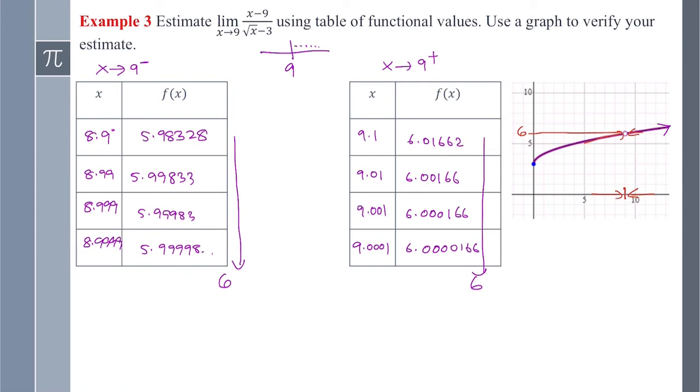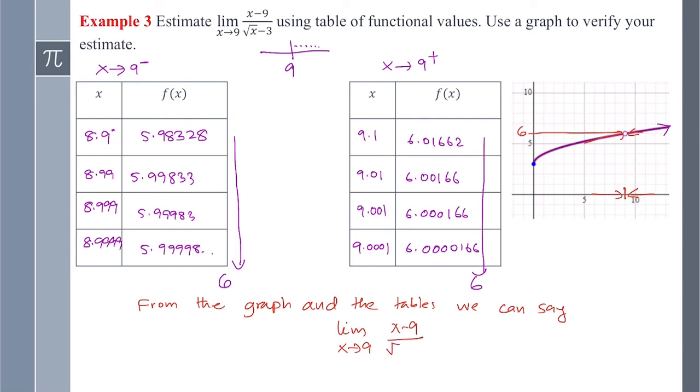So from the graph and the table, we can say that the limit as x approaches 9 of (x minus 9) over (square root of x minus 3) equals 6. That means as x approaches 9 from both directions, the value of this function given here is approaching 6.